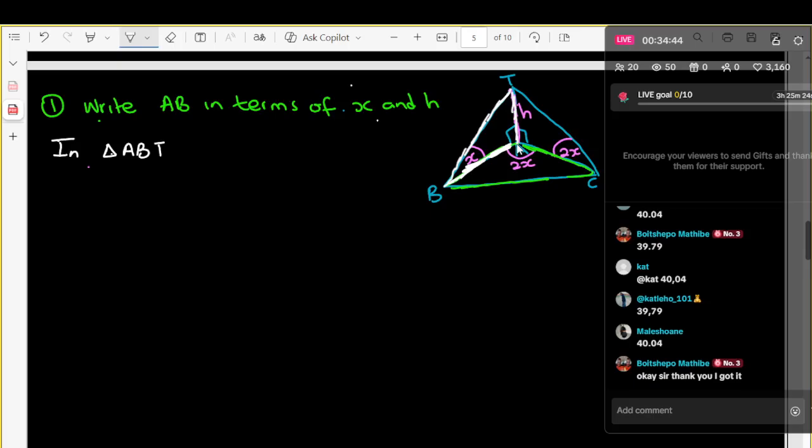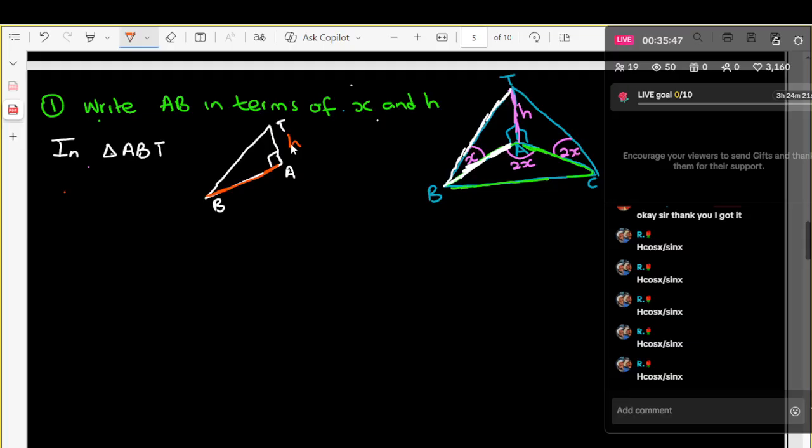I can see we have a comment from R. He's saying H cos or sine. Let's see. This is H, and then we are looking for AB. We don't have AB, this is what we are looking for. Now look at this, this is a right angle. Why are you sending so many comments? R, what's wrong? I can see your comments. I just want to see what you are trying to say when you say H cos X over sine X.